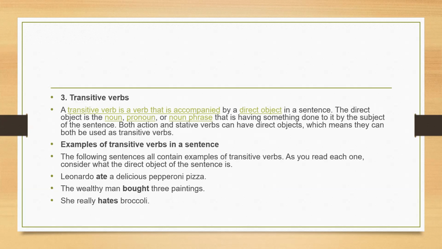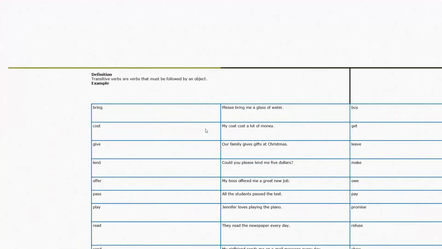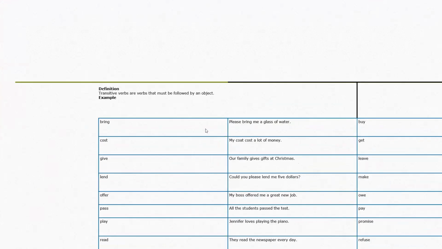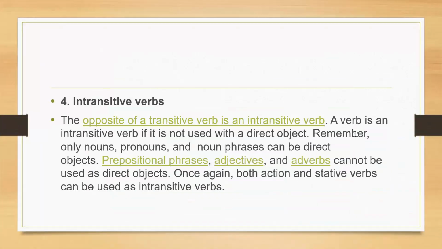Now, transitive verbs are verbs which have an object. Like Leonardo ate a delicious pizza. The wealthy man bought three paintings. Here you can see the object is three paintings and the verb is bought. Here are some more examples of transitive verbs, like please bring me a glass of water. My coat cost a lot of money. Now, intransitive verbs are verbs which don't have any object. This is totally opposite of transitive verbs.